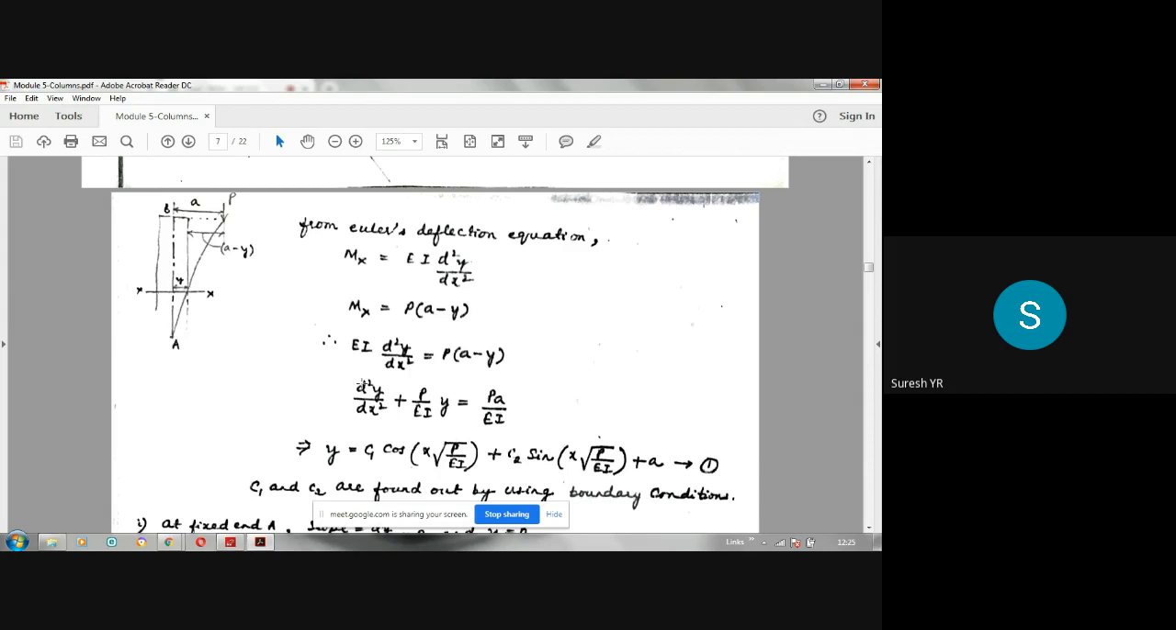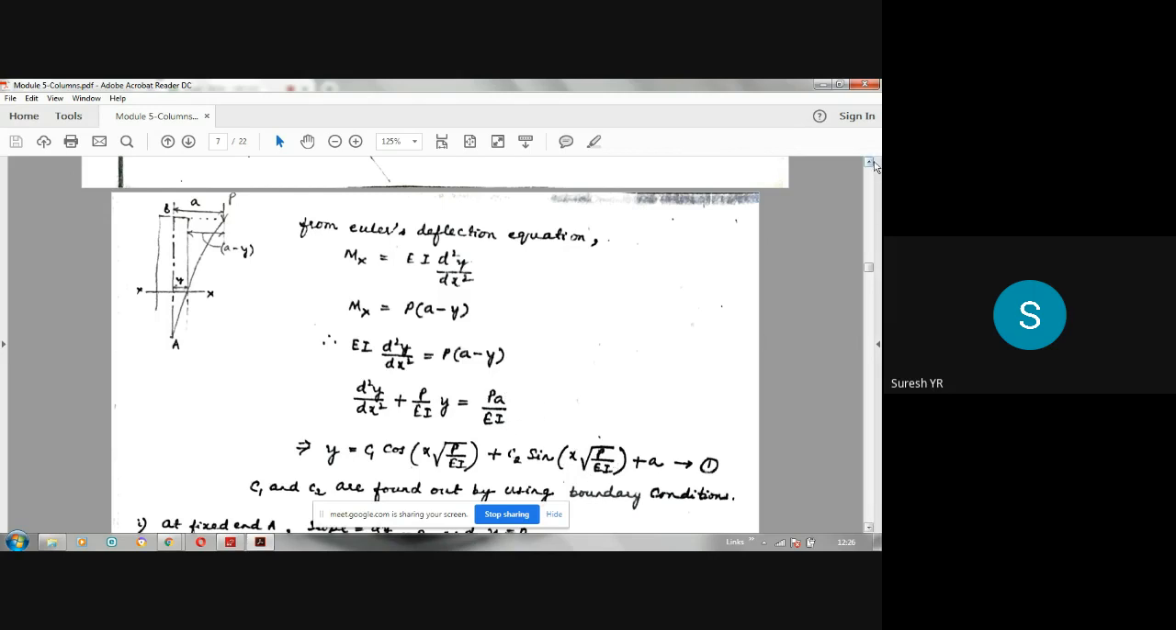So see here, in this case the solution of this differential equation is this. Whereas in the last case, it was only these two terms, but here one more will be added, plus A. I hope you remember when you are solving differential equations, you have two parts: one is the complementary function and the other is the particular integral. You need not solve this, just remember the solution. Whatever is in brackets is the same: C1 cos of x root of P by EI plus C2 sin of x root of P by EI, plus A is extra here because of this.